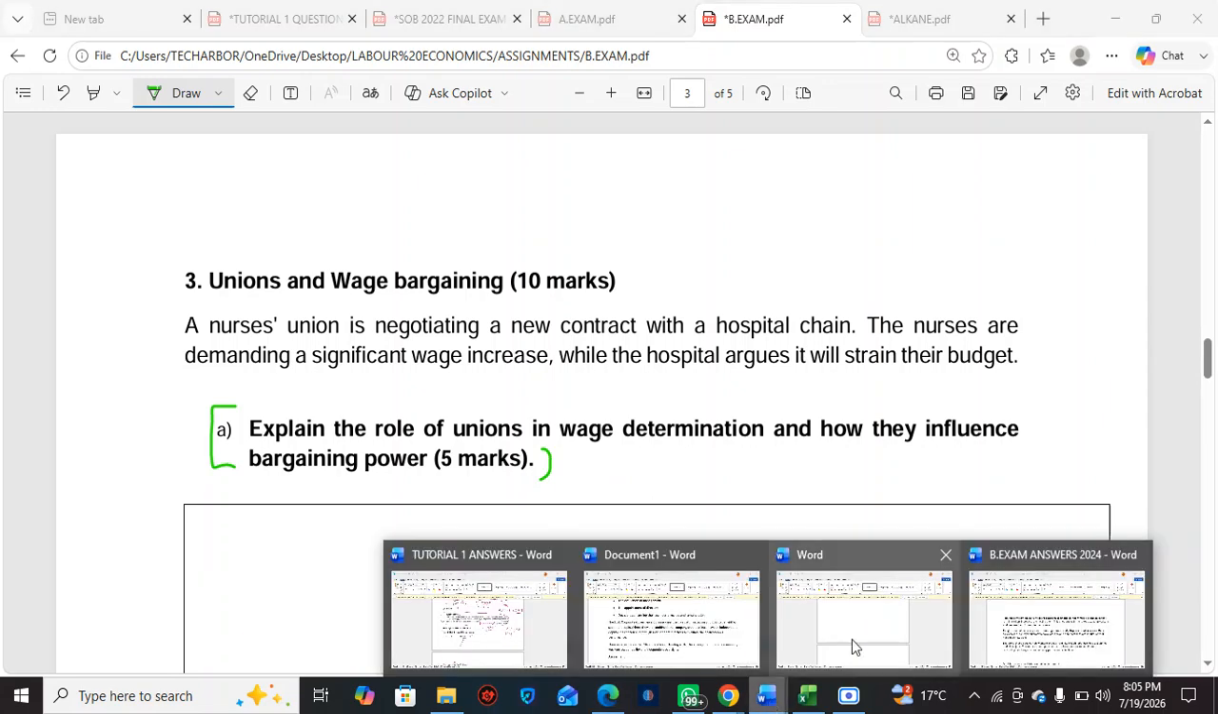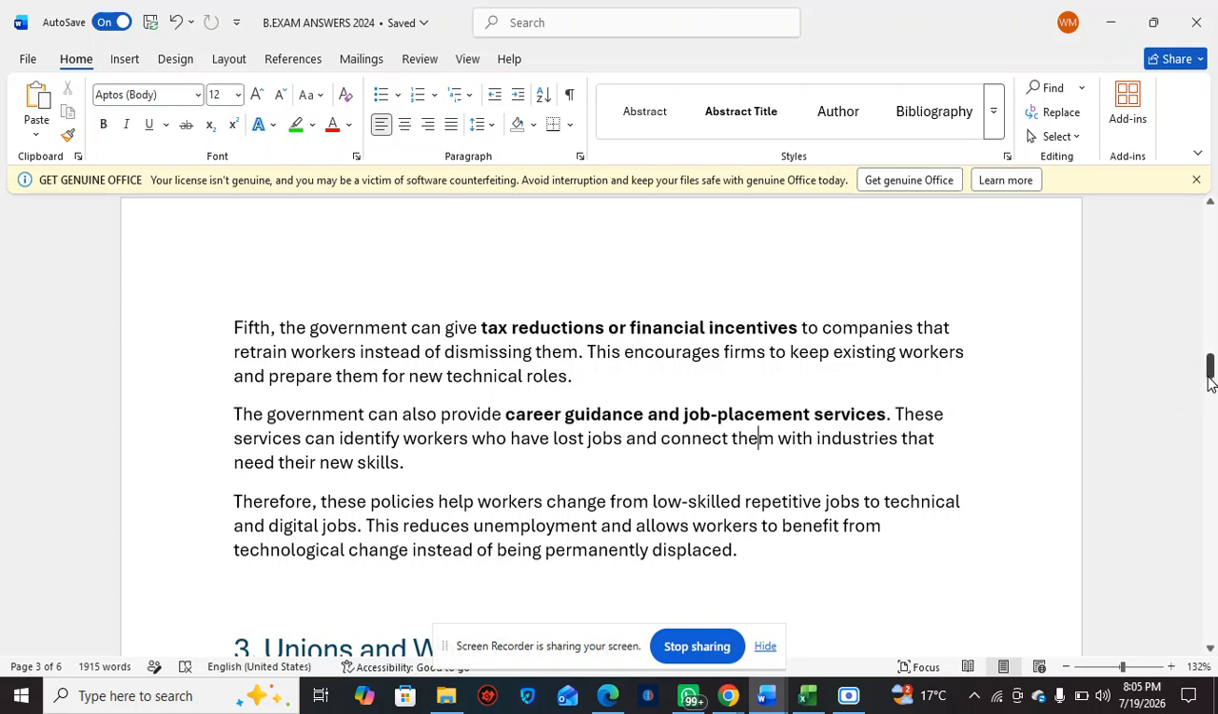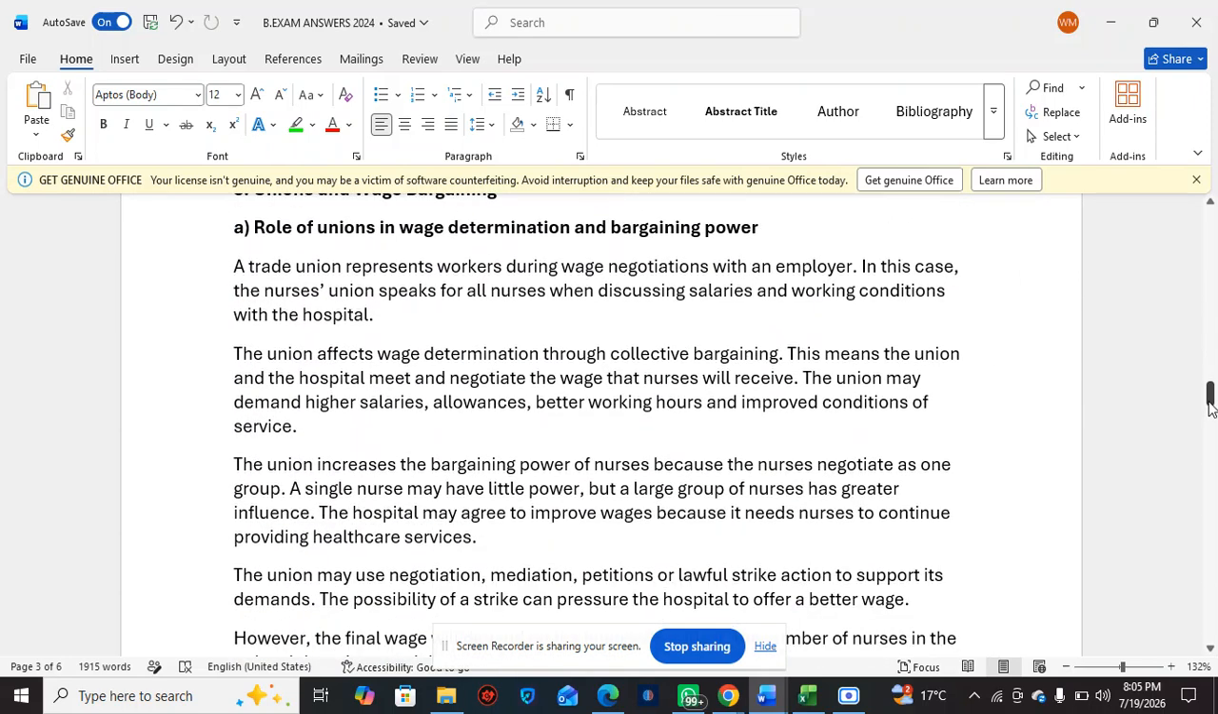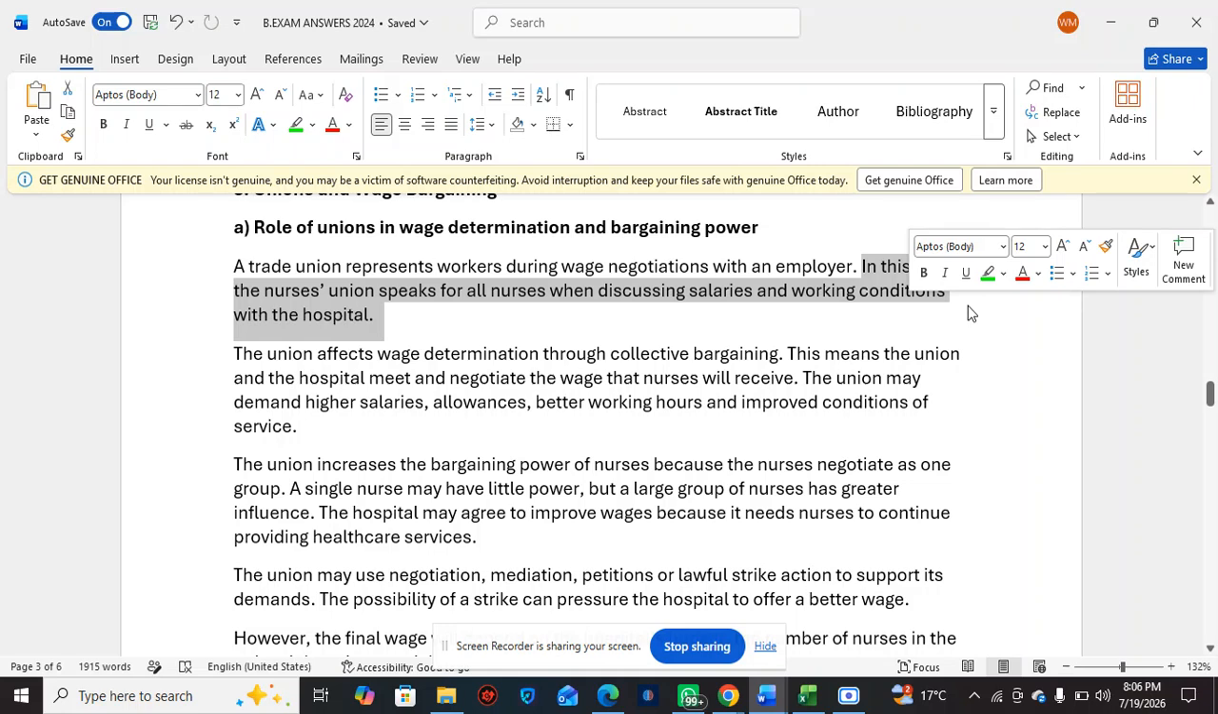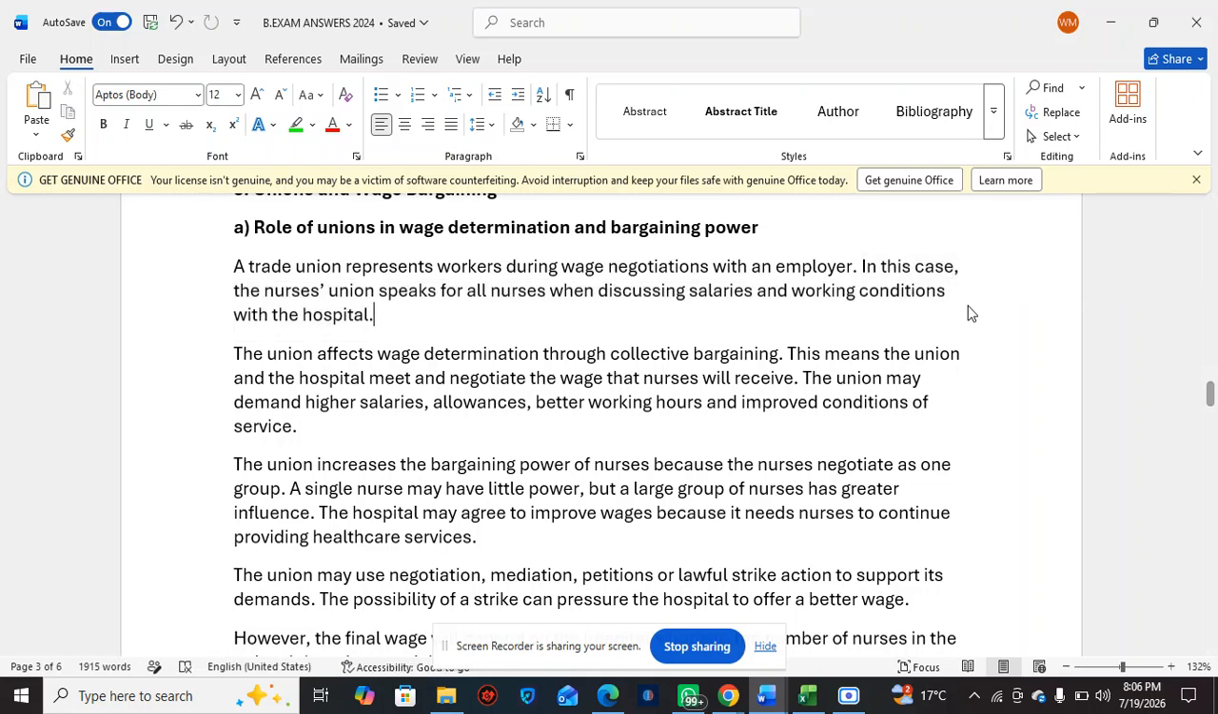So here is the official answer. A trade union represents workers during wage negotiations with an employer. In this case, the nurses union speaks for all nurses when discussing salaries and working conditions within the hospital. So that's the main point of discussion. Working conditions and salaries. There can be other things that are important, but these two are very important.